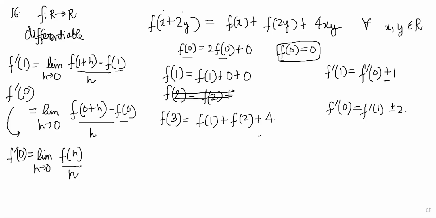That was just introducing a new variable. So why don't I put y is equal to x here? So I get f of 3x is equal to f of x plus f of 2x plus 4x squared. Okay, this is a condition.